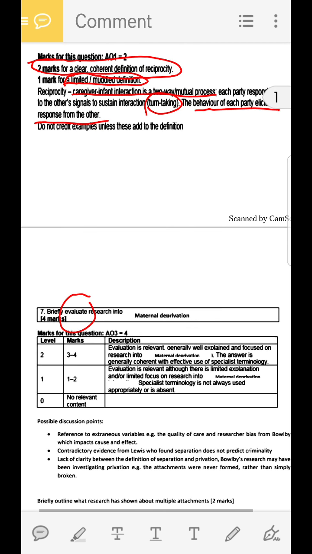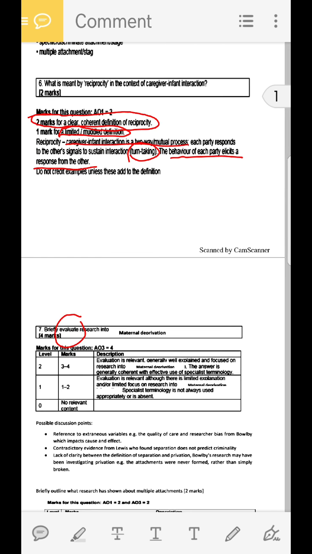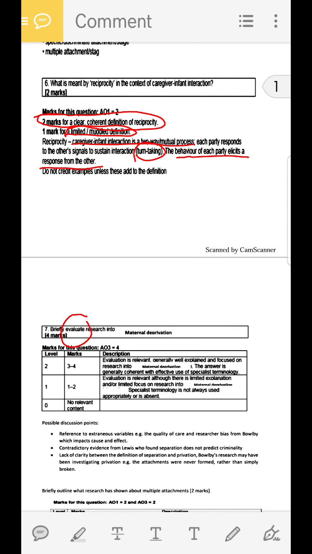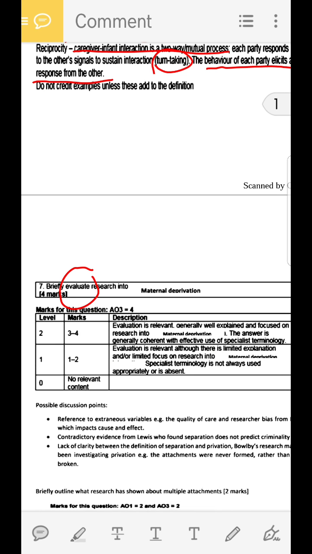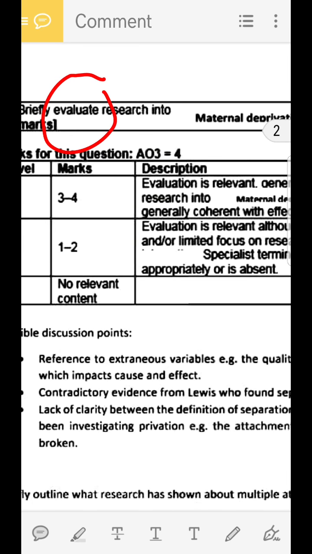So, the first and best type of response that we saw to this question was the ones that actually referred to what it says down here on the mark scheme. So, they'd interpreted the question correctly. It says, briefly evaluate research into maternal deprivation. People who had given the best answers had understood that the research into maternal deprivation was conducted by Bowlby. It was the juvenile thieves study. And in order to answer this question correctly, they had evaluated that study.